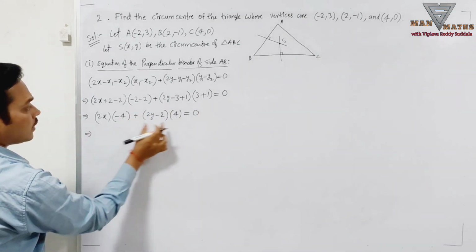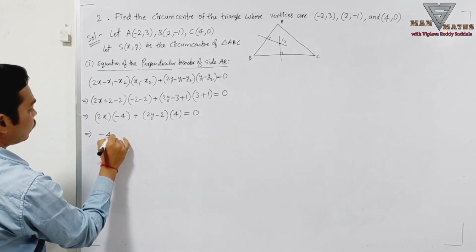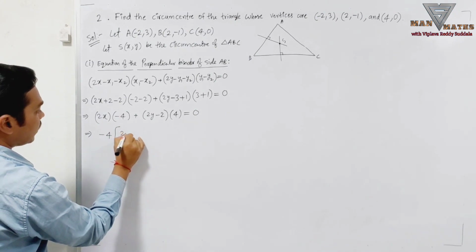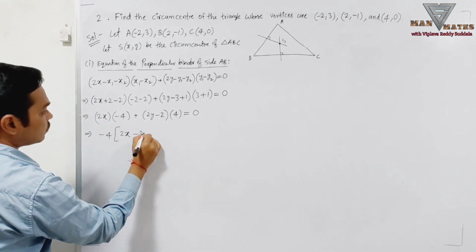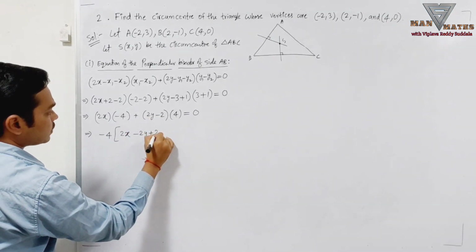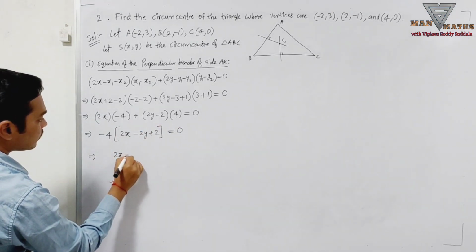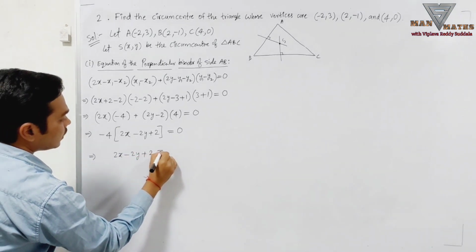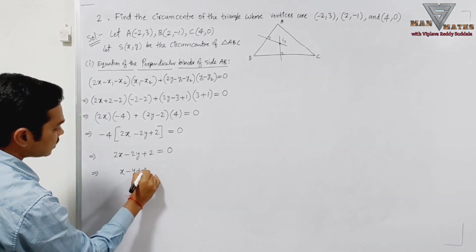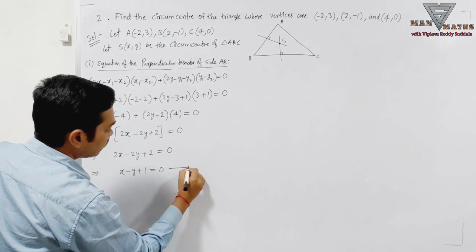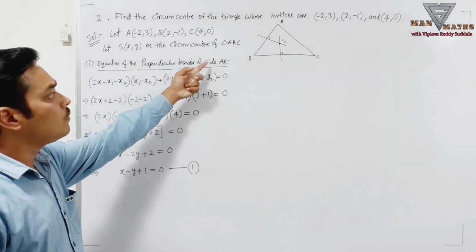From these two terms take minus 4 common. What are the remaining terms? Here plus 2x and minus common, so plus changes to minus. Minus into 2y, minus into minus 2 plus 2, equal to 0. From this we get 2x minus 2y plus 2 equal to 0. Again take 2 common: x minus y plus 1 equal to 0 is left. This is the first equation, the equation of the perpendicular bisector of side AB.